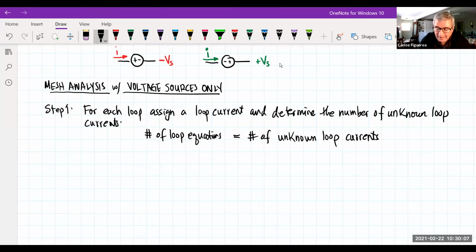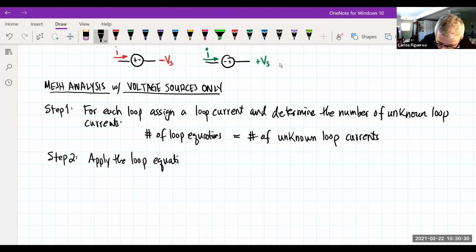And again, counting becomes super important in node and mesh. So then here's step 2. Step 2 says, apply the loop equation to each unknown loop current.